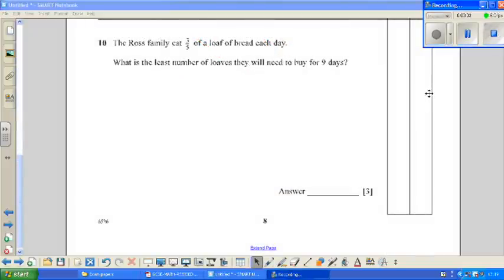Okay, so here's question 10. The Ross family eat 3/5 of a loaf of bread each day. How much will they need to buy for 9 days? So try that one, turn off the video, and we'll go through it in a couple of minutes.